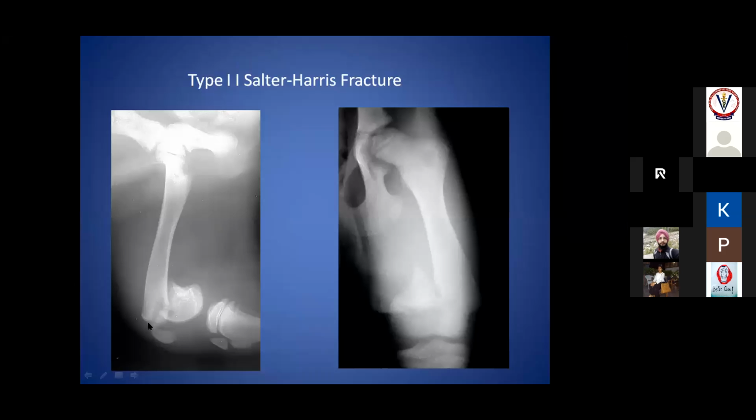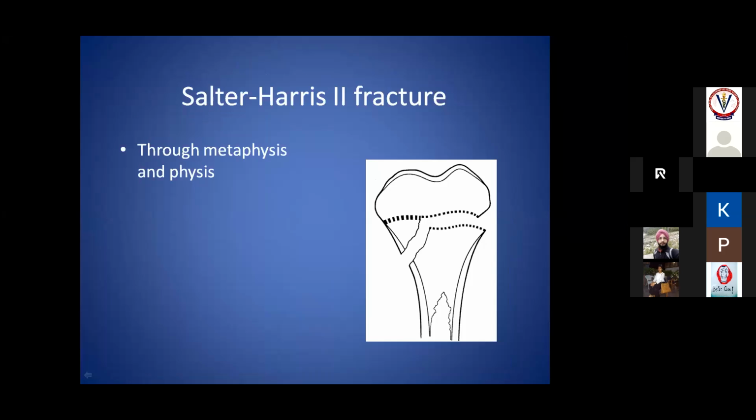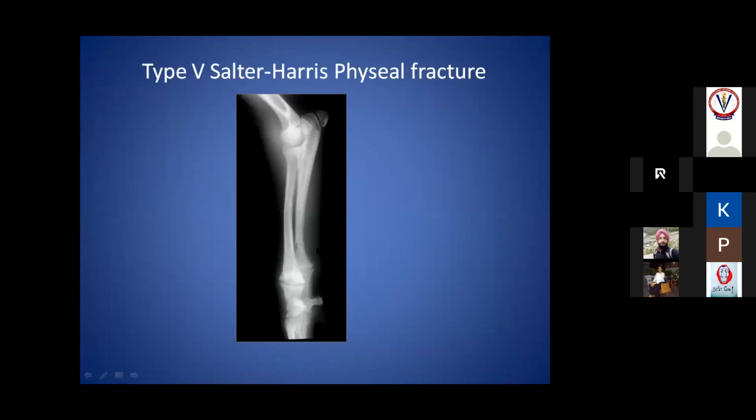Now this we have seen, when it travels up to the metaphysis, we classify it under type 2 Salter Harris. Now we have seen a schematic diagram, and now we are seeing real X-rays of how a type 2 will look like. So here, not only the epiphyseal plate, it is also going up to the metaphysis. Again, a type 2, see the fracture line coming down, because this is the proximal end of a bone. So it is coming down through the metaphysis and physis. So this is a type 2 Salter Harris classification.